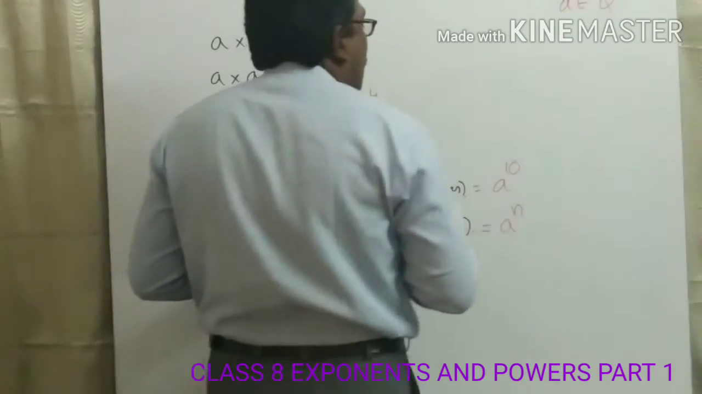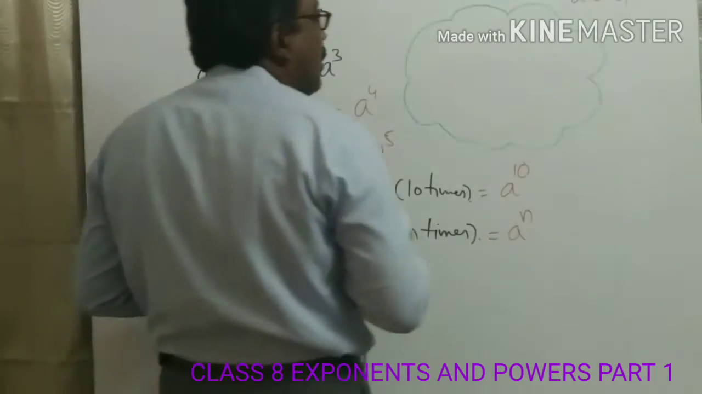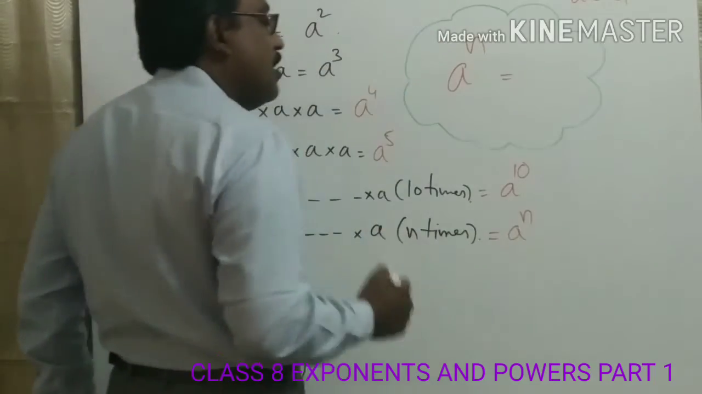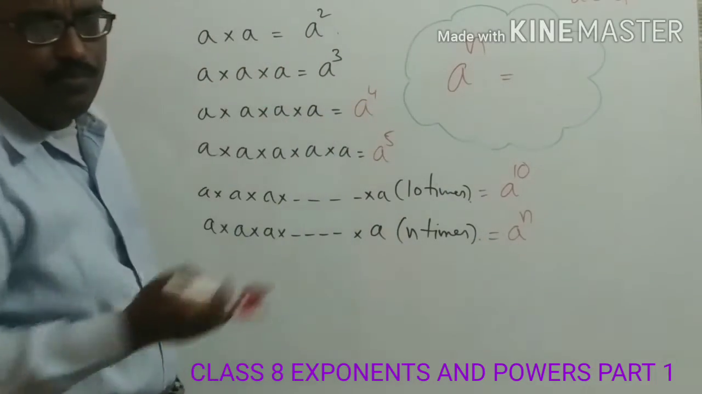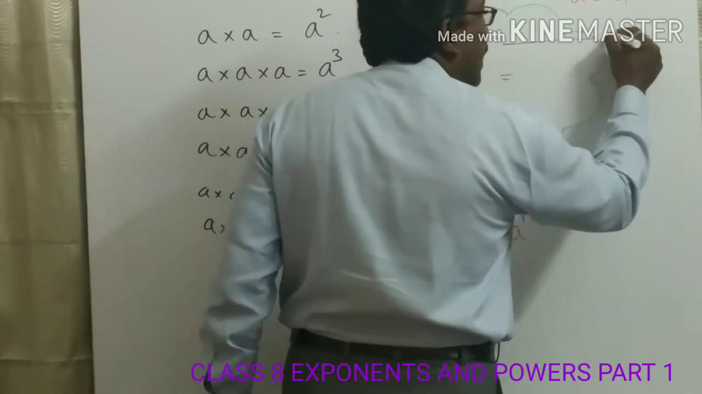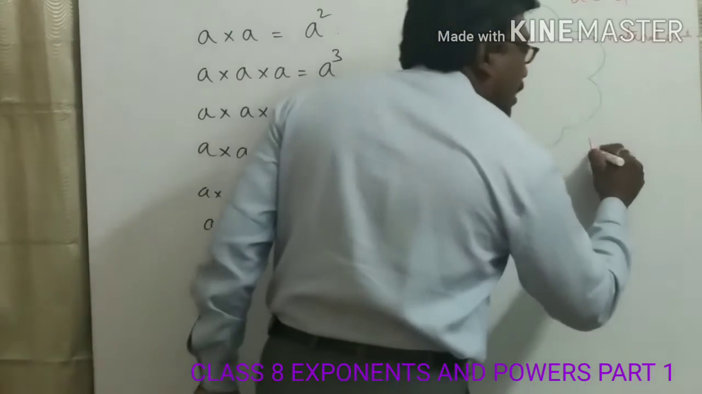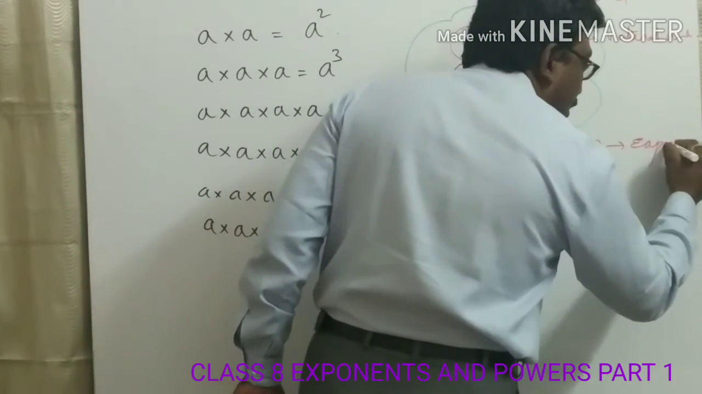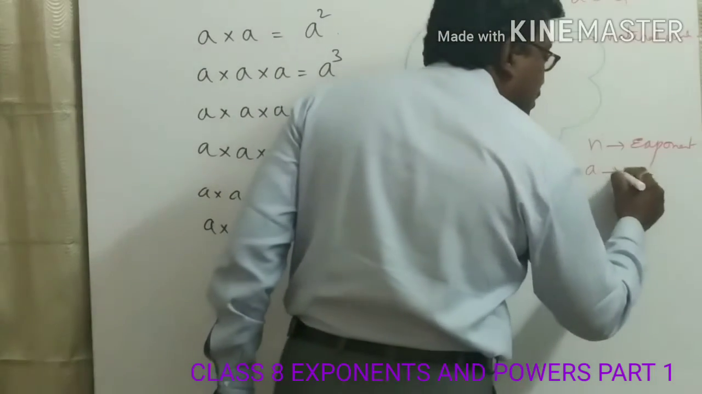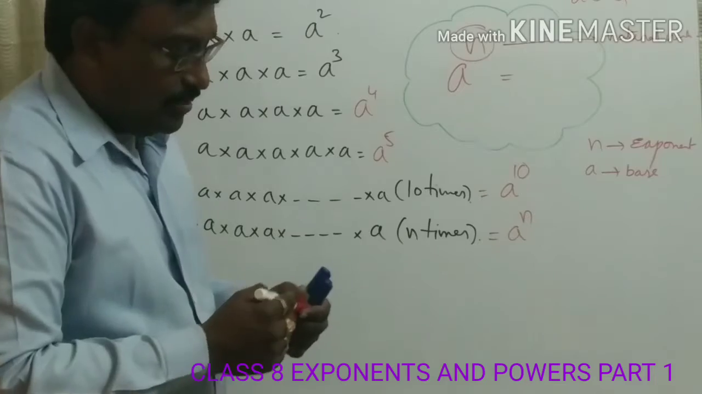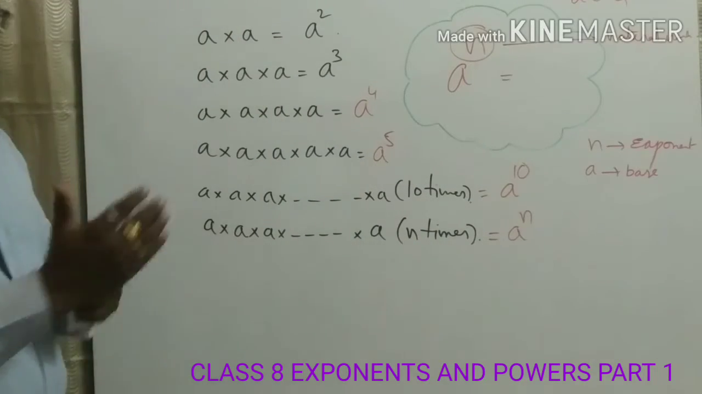Now see, A to the power of n. In this, A is a non-zero rational number. What is n? It can be 1, 2, 3, 4, and so on. It is a natural number. Then n is known as the exponent, and A is known as the base. So A power n, A power 10, A power 5, A power 4, like that, and so on.